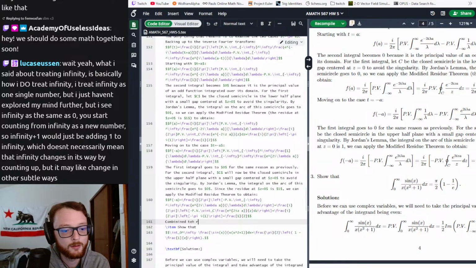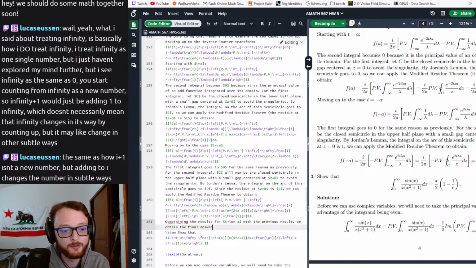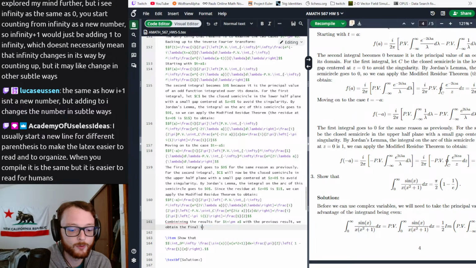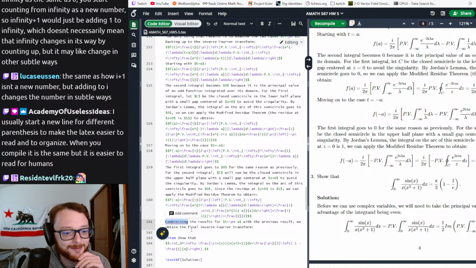Combining the results for t equals plus or minus a with the previous result, we obtain the final answer, or the final, I guess, inverse transform. Inverse Fourier transform. Combining. Look at this typo I made for combining.